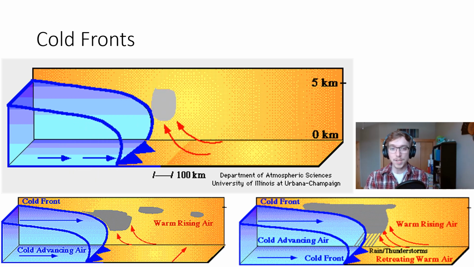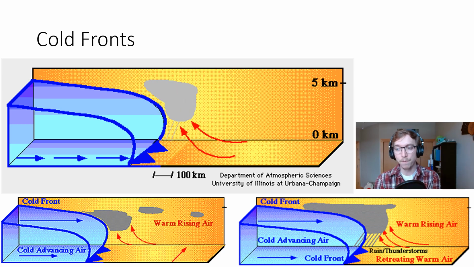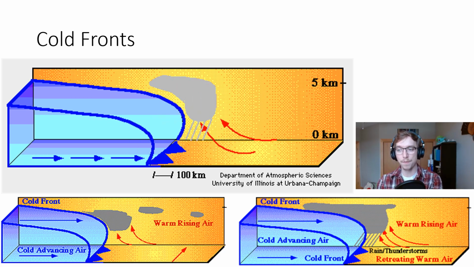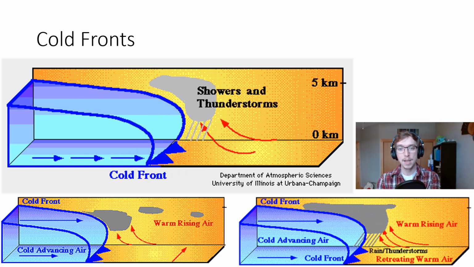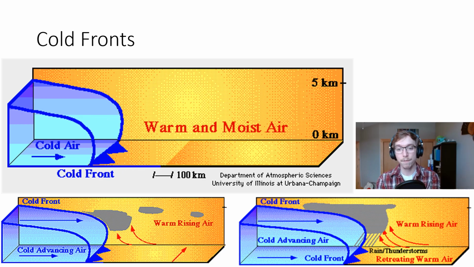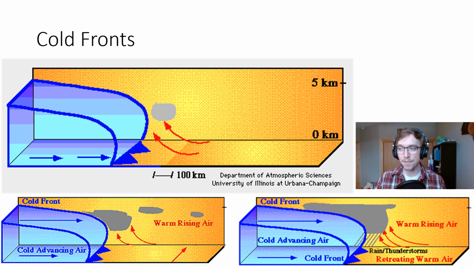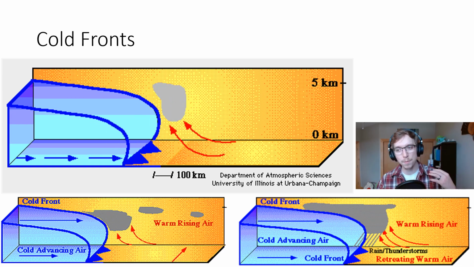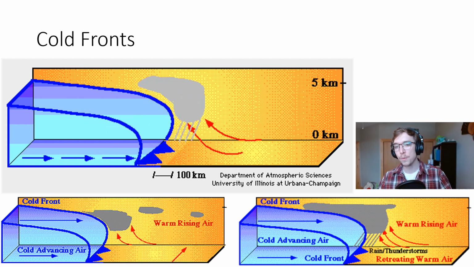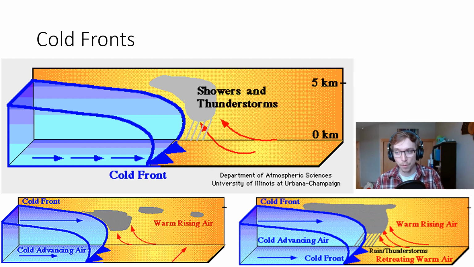Due to how steep that slope is, vigorous rising motion is often produced, leading to the development of showers and occasionally very strong thunderstorms. And that's kind of the distinction here. So with a warm front, you might get this nice drizzle. With a cold front, you could get some pretty severe thunderstorms.